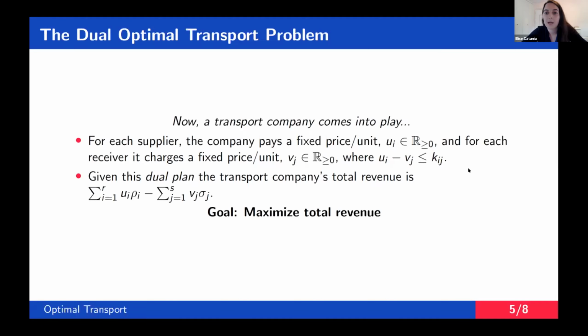Where U sub i minus V sub j is less than or equal to K sub ij, and that's just due to the fact, well, if their cost was not less than my cost, then why would I be hiring them? So given this dual plan, the transport company's total revenue is this expression here. And so our goal for the dual optimal transport problem is to maximize our total revenue.